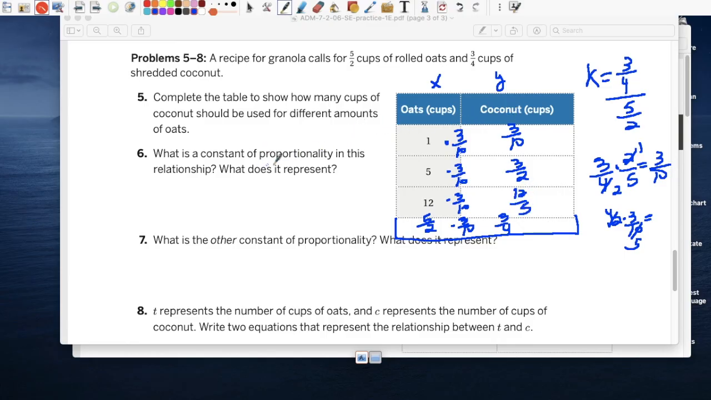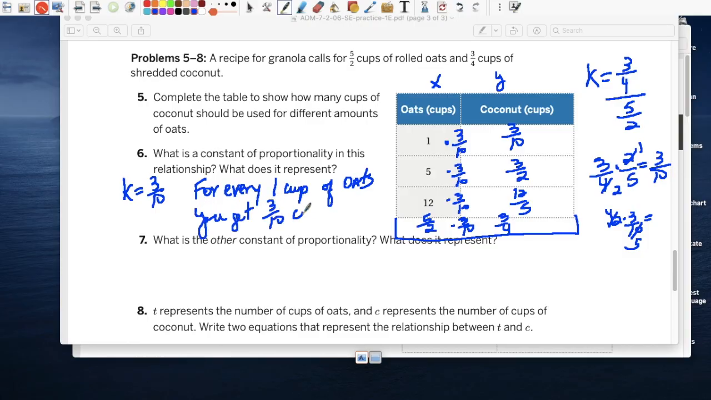Okay, so what is the constant of proportionality in this relationship? What does it represent? The constant of proportionality, k, is 3 over 10. What does it stand for? Well, it means that for every 1 cup of oats, you get 3/10 cup of coconut.